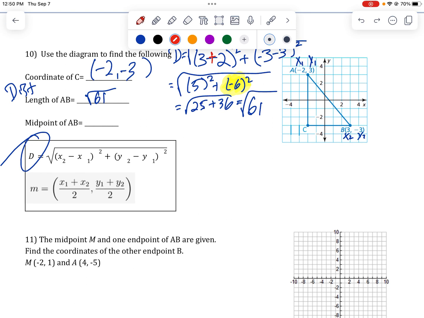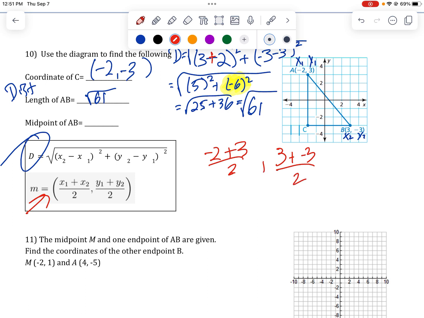All right. Next part says find the midpoint of AB. So there's our midpoint formula. So I'll just add my X values. So -2 plus 3 over 2. Remember, midpoint is the average of your X values and the average of your Y values. Remember to take the average of 2 numbers, I just add them together and divide by 2. Take the average of 5 numbers, I would add all 5 together and divide by 5. You just divide by the number that you have.